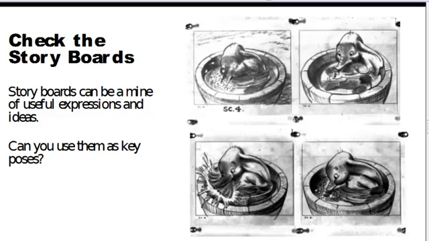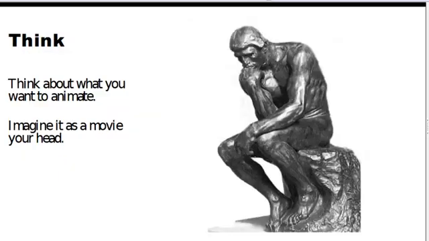Check the storyboards. You can often find great stuff. These are by Bill Peet from Dumbo. You can often find great expressions, great poses, and these can really help you to find the key poses that you need for your shot. Think about it. Don't neglect this. Lots of people neglect the stage, but really, really think about it in your head and try and plan it out. Try and see it as a movie in your head.